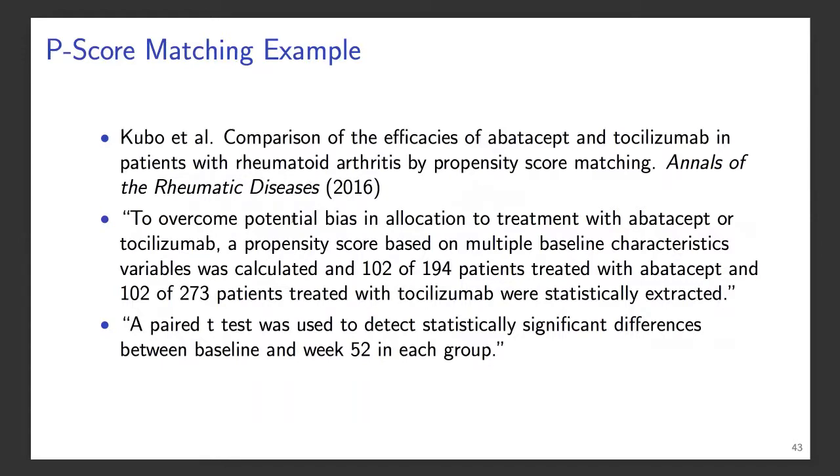They were worried about potential bias in allocation to which drug or treatment individuals received. So they were worried about confounding. They took the individuals in this observational data set and matched 1-to-1 each treated individual to a control individual. That gave them a subset of the original data set. And then with that subset, they just did really simple analyses, like a paired t-test, to see if there was a treatment effect.